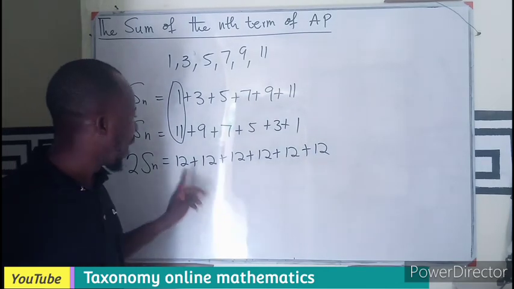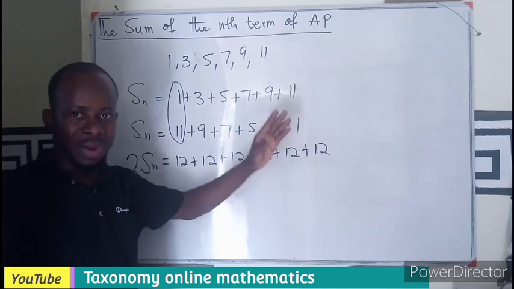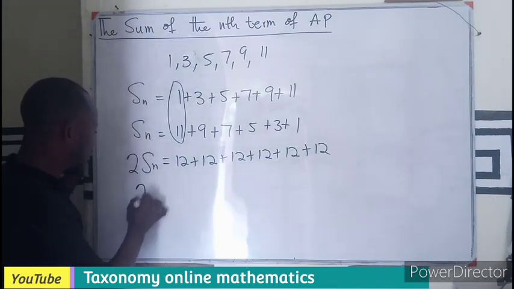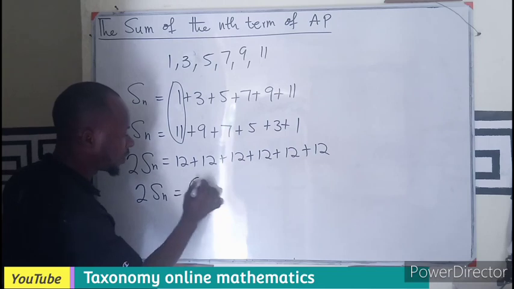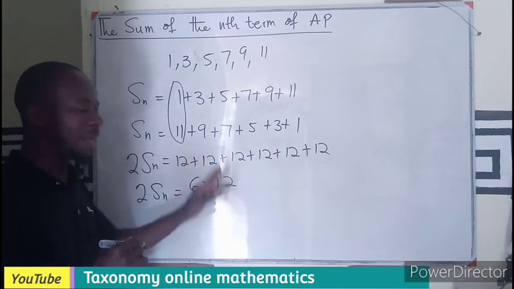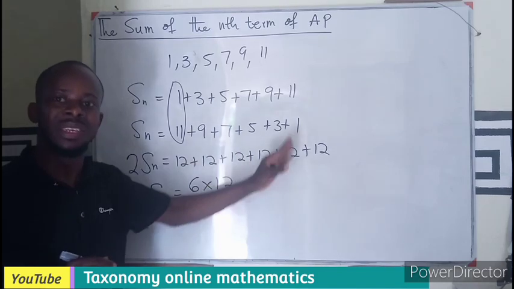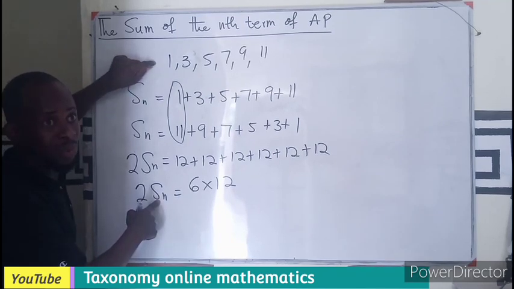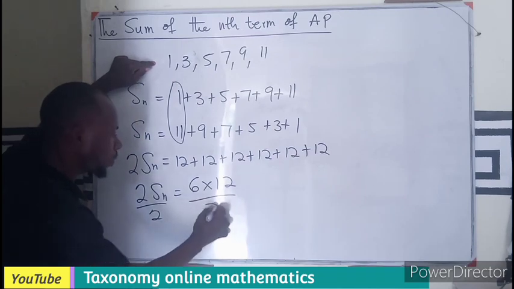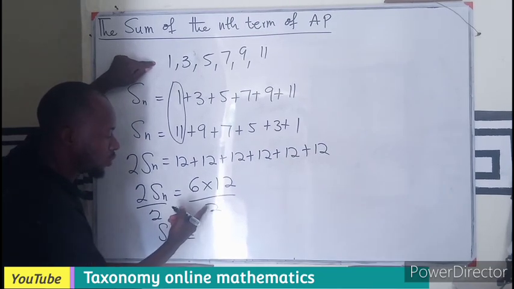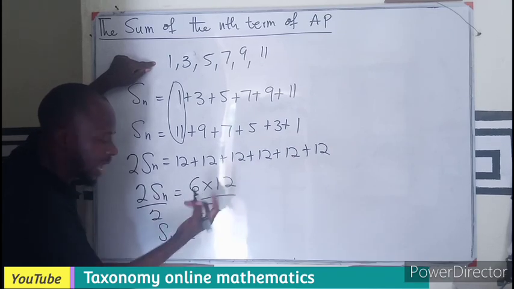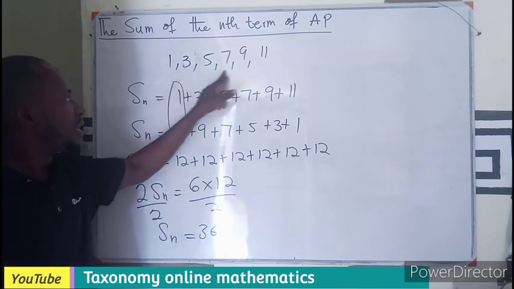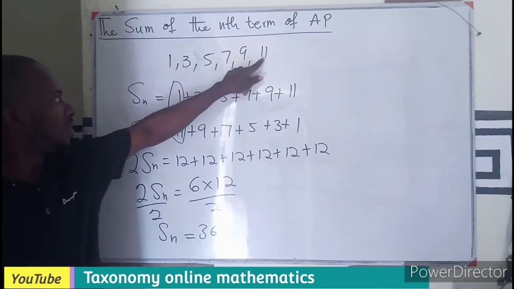But in another vein, we can also ask how many 12s are we having? We have 1, 2, 3, 4, 5, 6. There are 6 of them. So I can say that 2Sn equals 6 of the 12, as in 6 times 12, which is adding 12 six different times. We are looking for the sum of this sequence, so we divide both sides by 2, and that will give us the sum equals 3 times 12, which is 36.